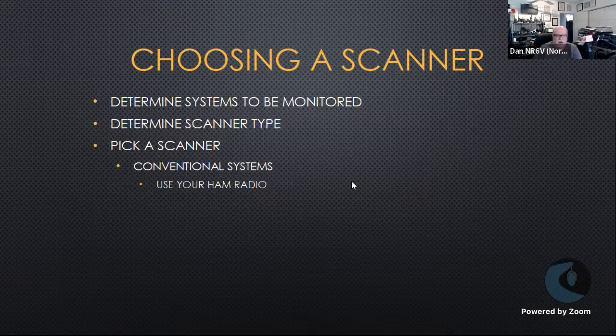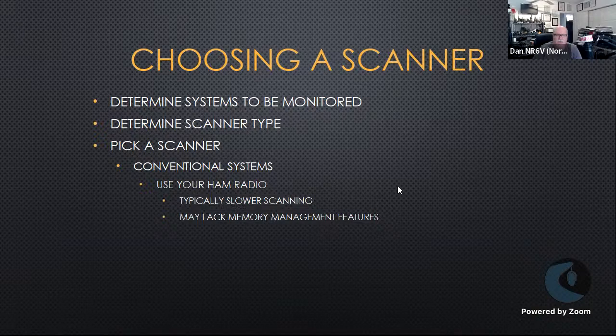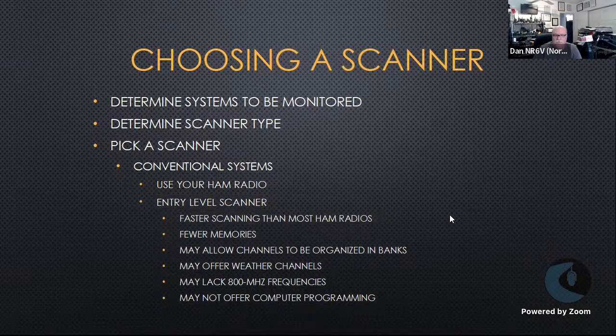One of the nice things about a lot of the Yaesus is they have wideband receivers and will receive very nicely up into the 800 megahertz band. Typically, if you use your ham radio, it's going to scan a little slower, and it may not have some of the memory management features like banks, although a lot of the ham radios do have banks as well.